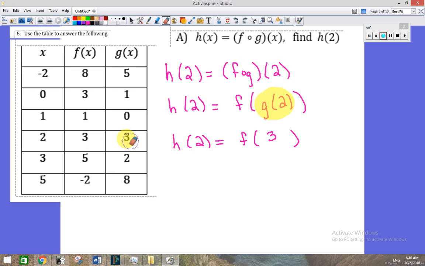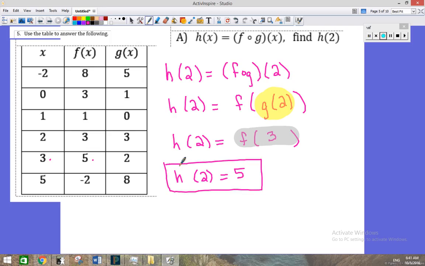So now I need to replace this with a number. So I go back to the table. I enter the table looking for x equals 3. Here I found it, and then I read the output for f, which is 5. And that is our final answer. Let's take a look at the next one.